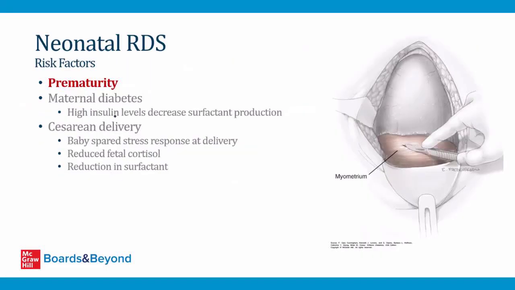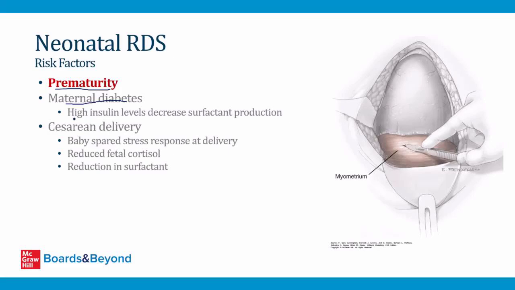The major risk factor for neonatal RDS is prematurity. As we've just discussed, the lungs aren't mature until about 35 weeks, so babies born before that are very likely to develop this condition. Another risk factor is maternal diabetes. So mothers who have diabetes when they're pregnant will have elevated levels of blood glucose, and that will go through the placenta and expose the baby to high levels of glucose.